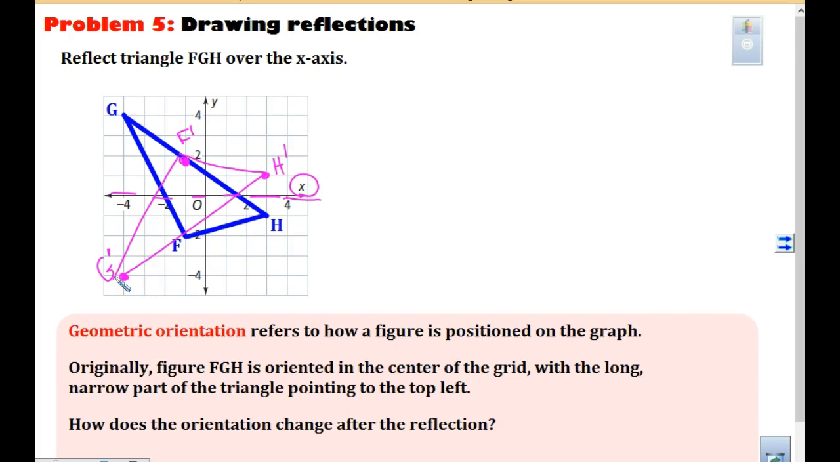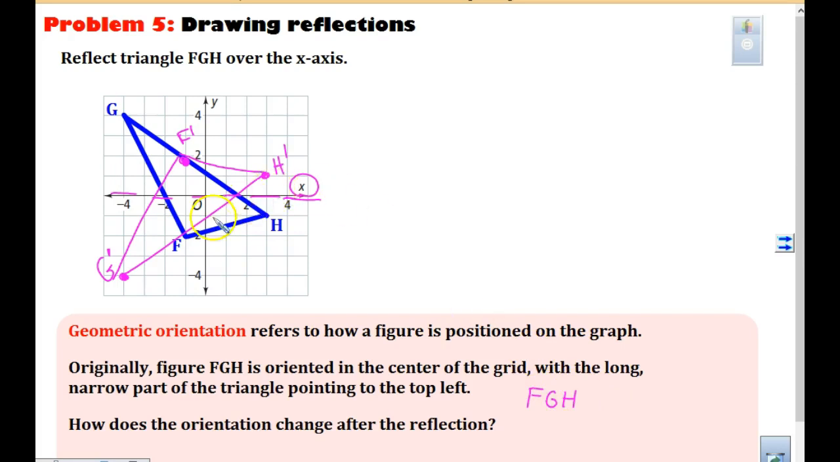It says a geometric orientation refers to the position on the graph. It says originally figure FGH is oriented in the center of the grid with the long narrow part, the triangle part in the top left. And a lot of times when we think about orientation, if we are going to go around this one in alphabetic order, we would go, what letters? The blue one. F, right? To G to H.